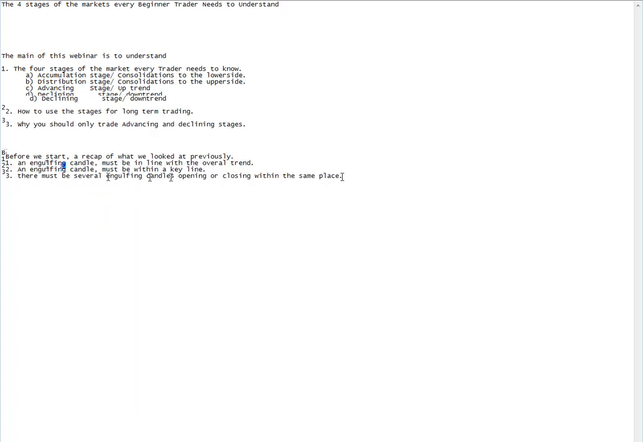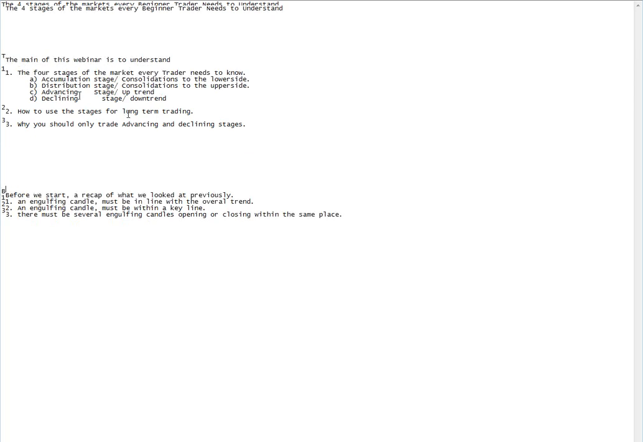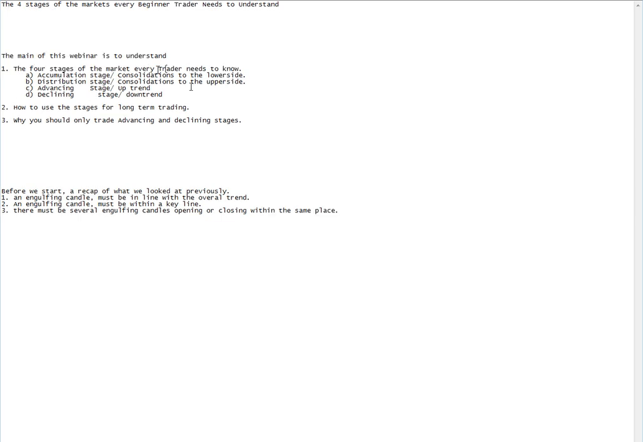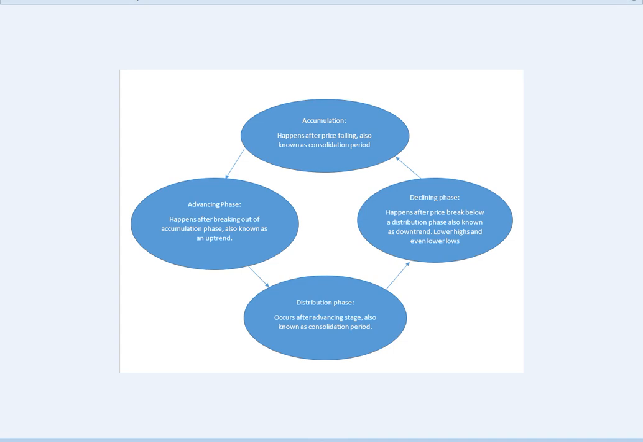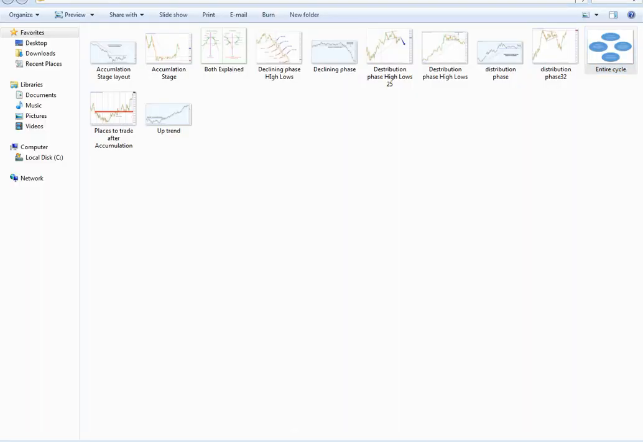Today we have something a bit different from what we looked at. We want to look at the four main stages that every trader needs to understand in the market. And on this list we have the first one, which is the accumulation stage, and this is also known as the consolidation to the lower side. So I've created some screenshots here, this screenshot which explains the same thing as this.